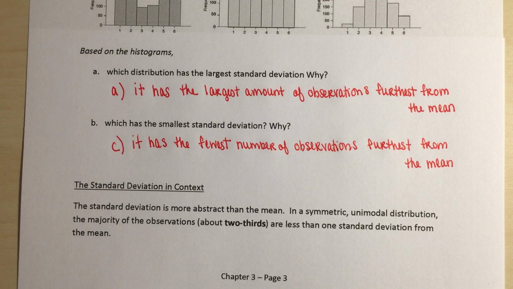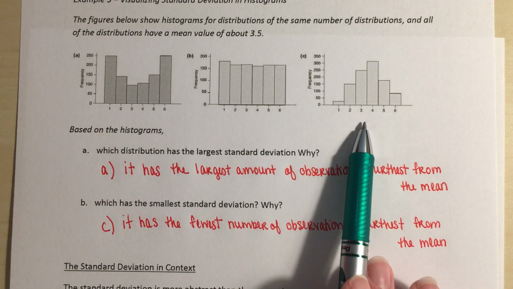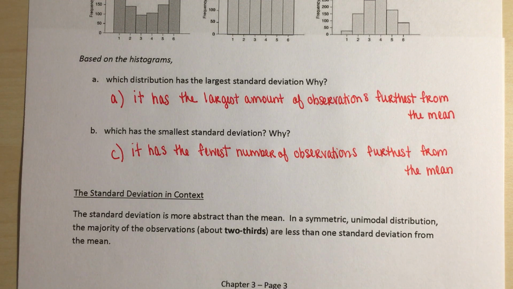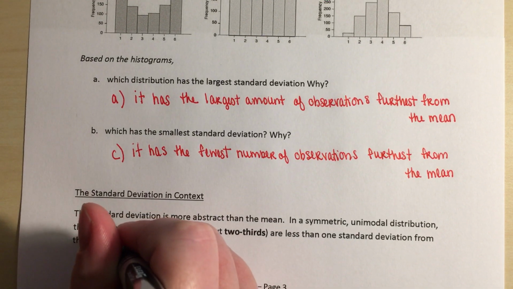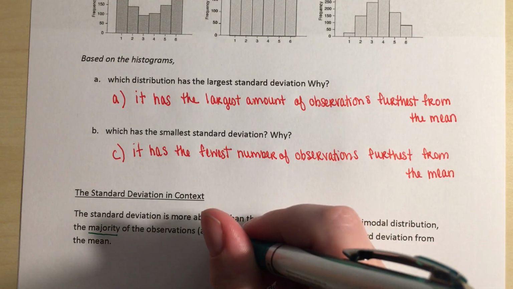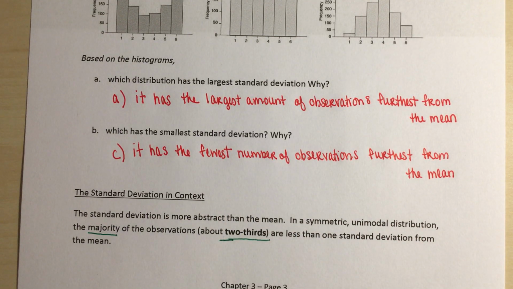So what we're going to think about in a symmetric unimodal distribution. So we're thinking symmetric with one mode. So we're thinking kind of something similar to histogram C in the previous example. Right? The majority of the observations, majority meaning about 2/3, are less than one standard deviation from the mean. So when we're thinking about our standard deviation in context, the majority of the observations, or about 2/3, are less than one standard deviation from the mean. And we'll continue to explore this idea in some of the next examples as well.